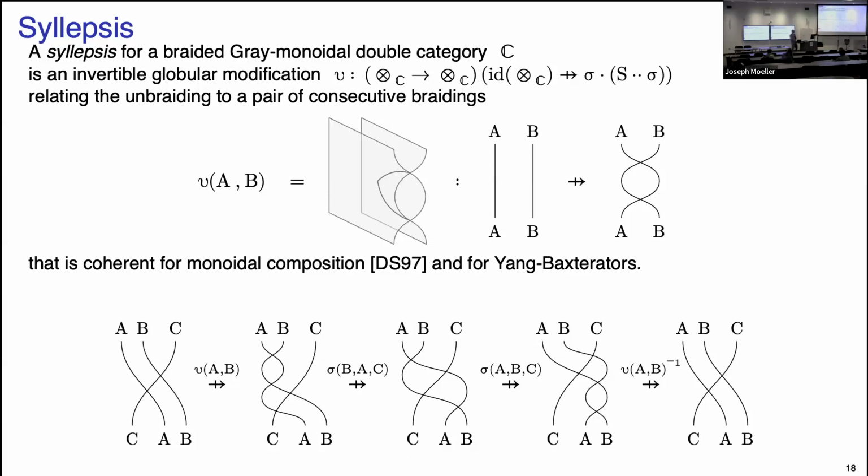And then we can remove it with the inverse Yang-Baxterator, and these things are identified. So maybe this is a good point to just pause and say, what's the idea here? How are we coming up with these coherences?